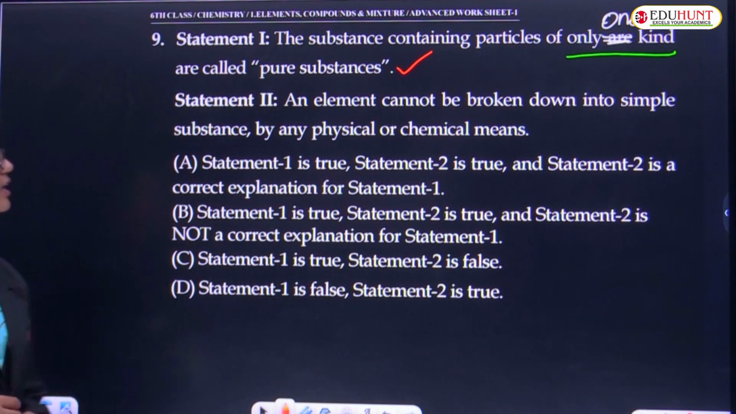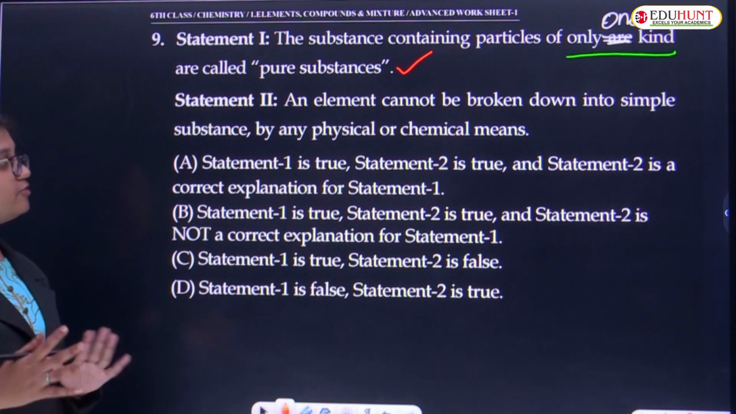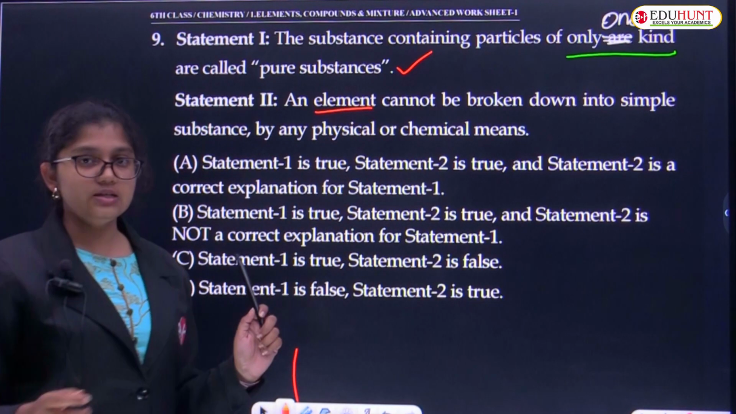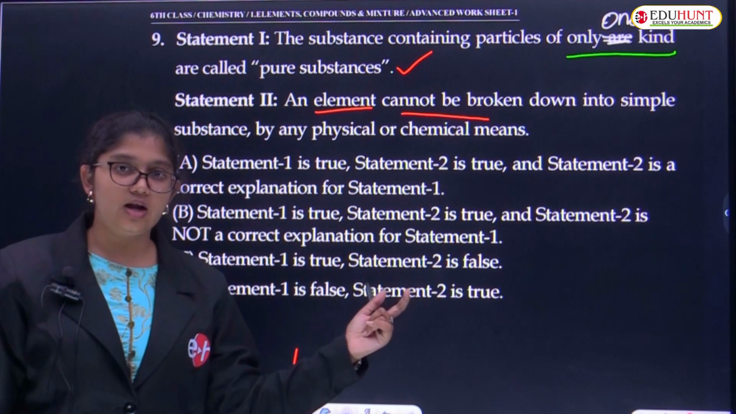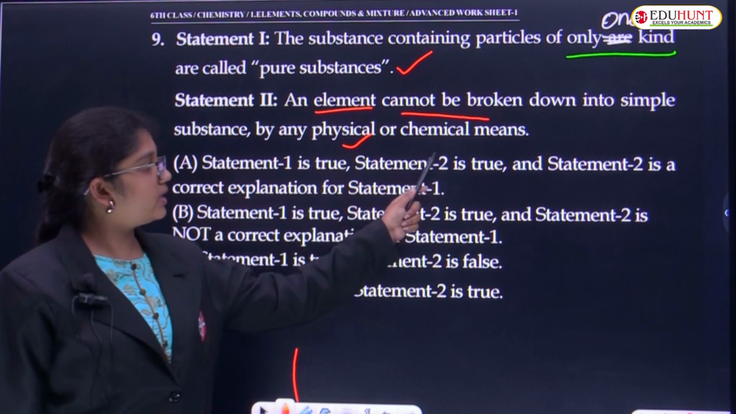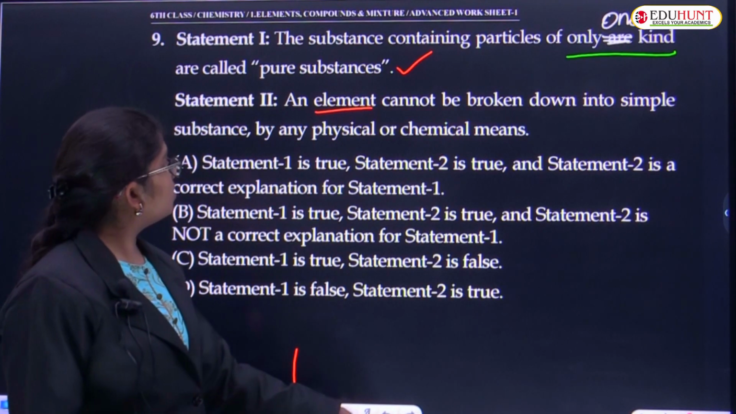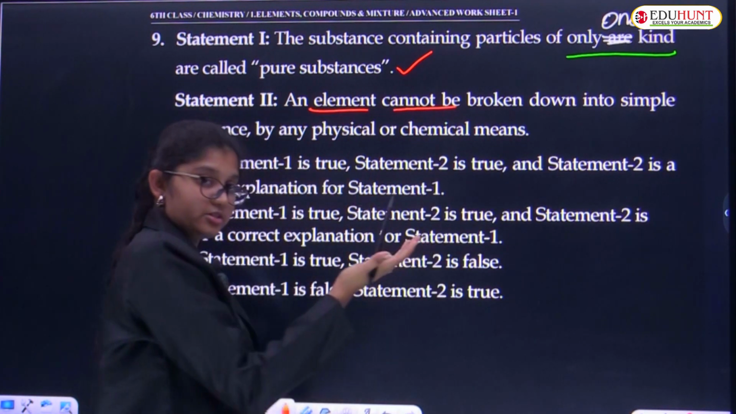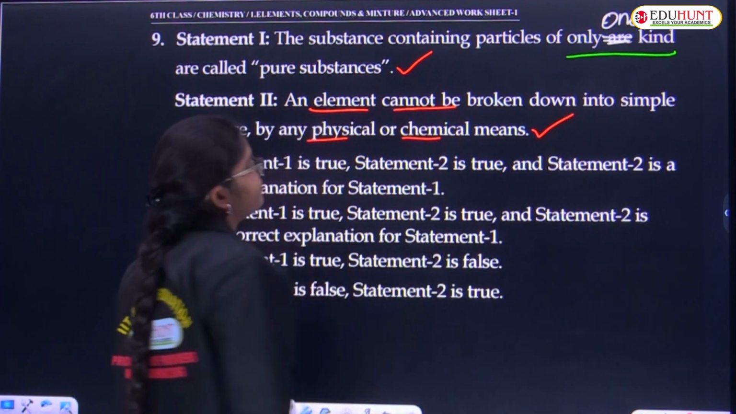Statement 2: An element cannot be broken down into simpler substances by any physical or chemical means. They're talking about an element over here, and saying it cannot be broken. Is it true, children? Yeah, very good. An element is the ultimate one, so it cannot be broken into simpler substances by physical or chemical means. Yes, this statement is also right.